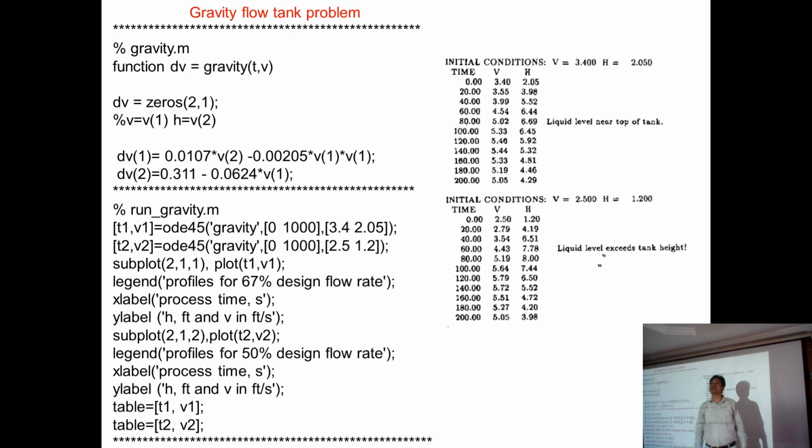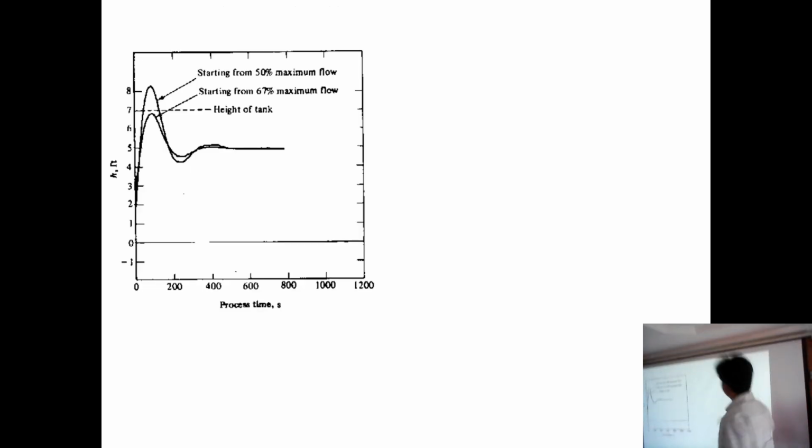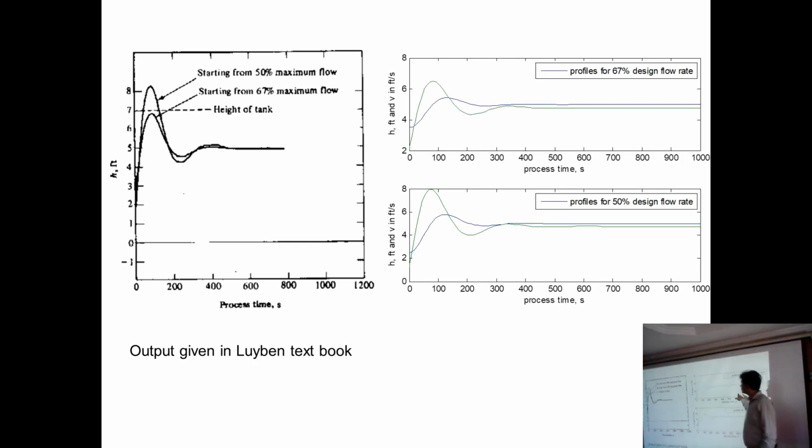And if I plot, this is the plot in Luyben for the 50% design flow rate and the 67% design flow rate. See, the height of the tank is 7 feet. And if I operate at 50%, I will get overflow. So I need to operate at 67% so that it will be less than the tank height. And if we simulate in MATLAB, we will get plots similar to that.